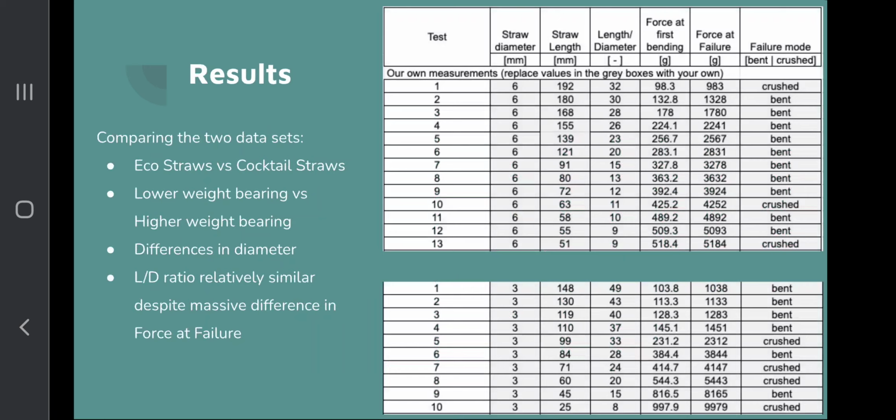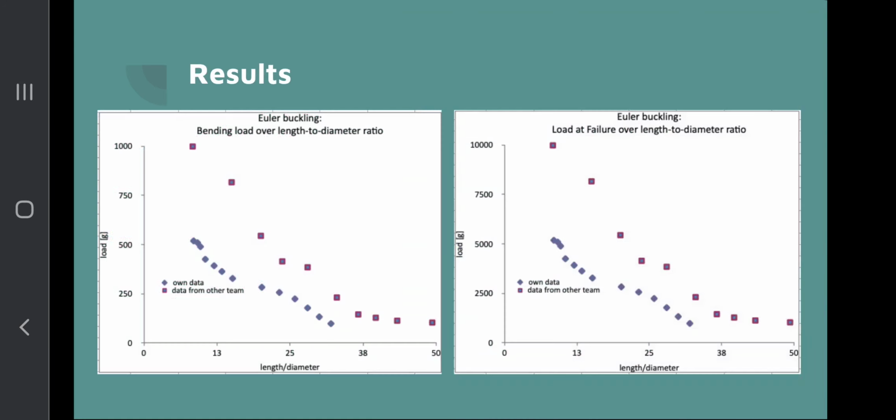Even though our LD ratios are pretty much similar at that value of about 8 to 10, our actual force at failure is very different. And here are the 2 graphs that I had mentioned. As you can see, my data is plotted here in the purple. Her data is plotted in the purplish pink.